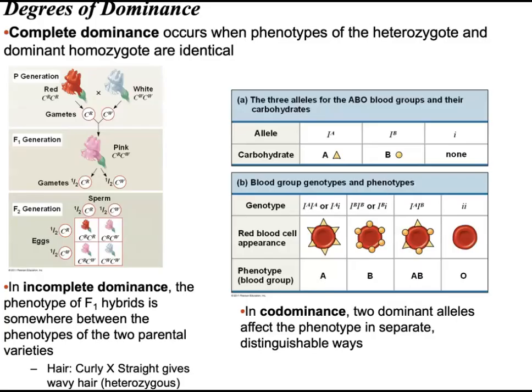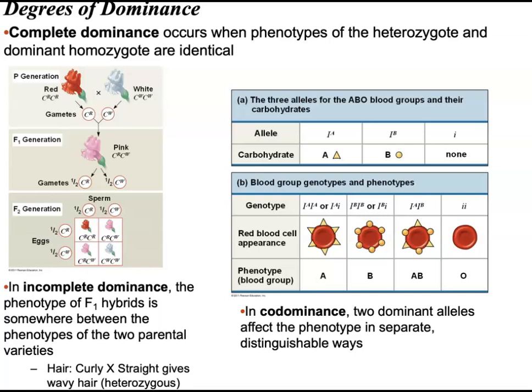There are varying degrees in dominance. The type we've discussed in Mendelian genetics is called complete dominance, when the phenotypes of the heterozygote and dominant homozygote are identical. We have two additional types of dominance, incomplete dominance and codominance. We see an example of incomplete dominance shown here with the red, white, and pink flowers. The phenotype of F1 hybrids is somewhere between the phenotypes of the two parental varieties.